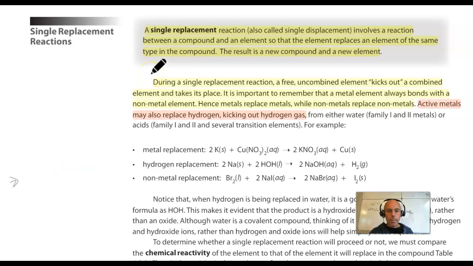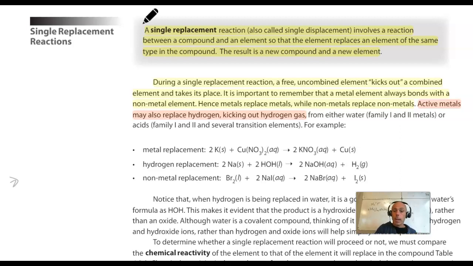I'm on page 178 of the ebook, and I'll read to you this section at the top. A single replacement reaction, or sometimes referred to as single displacement, involves a reaction between a compound and an element, so that the element replaces an element of the same type in the compound and a new element. That element by itself can either be a metal or a nonmetal.